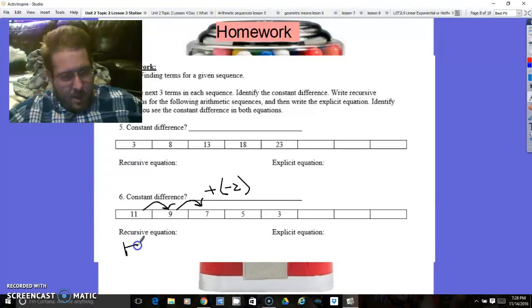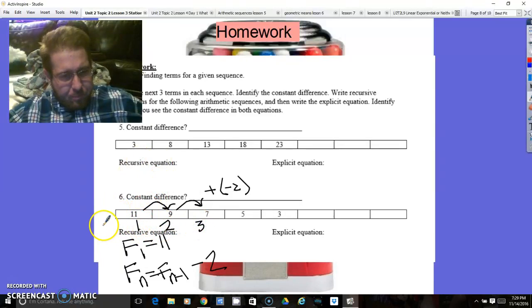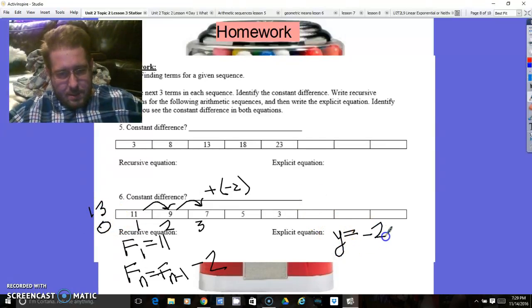So the recursive we have here is f of 1 equals 11. f sub n is equal to f sub n minus 1 minus 2. All right, so the explicit. For those of you that are more used to me using the 0th term, assuming that this is the first term, second term, third term, let's take it back. That means the 0 term would be 13. So you're probably used to me going something like this, negative 2x plus 13.